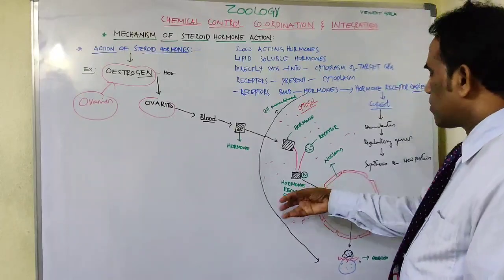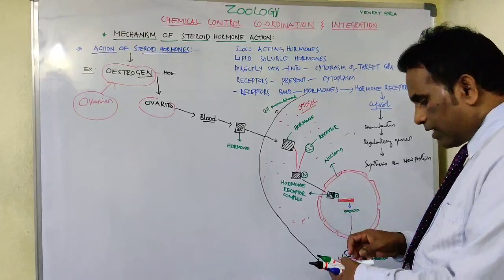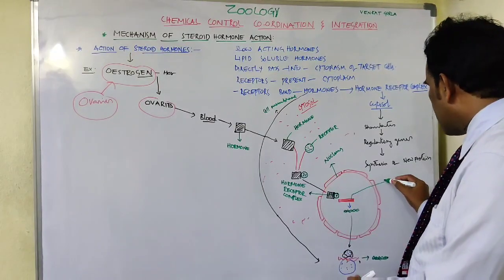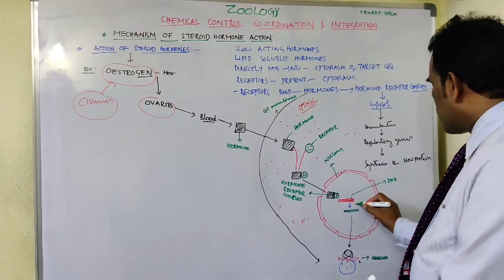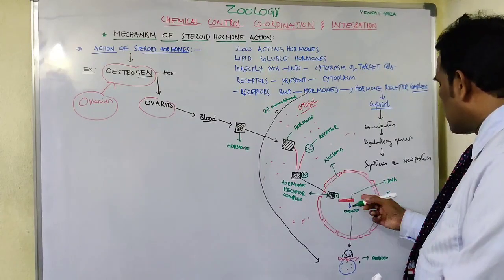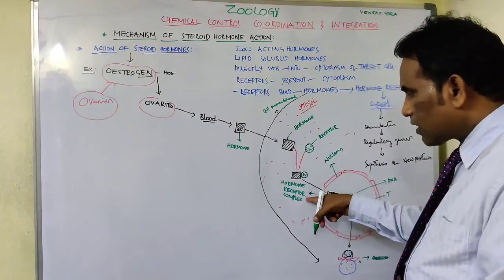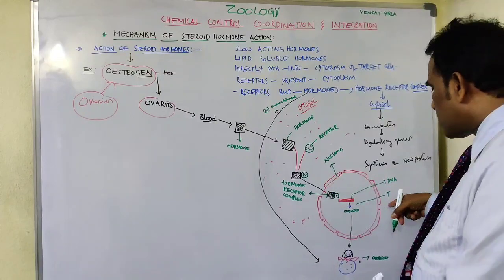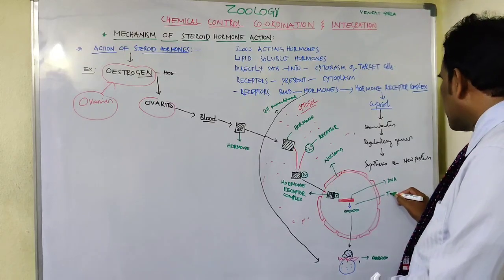This hormone receptor complex enters into the nucleus, and as and when it enters the nucleus, it regulates the DNA. The DNA undergoes transcription. This hormone receptor complex stimulates the regulating DNA to generate a new protein. Two processes happen here: transcription and translation.